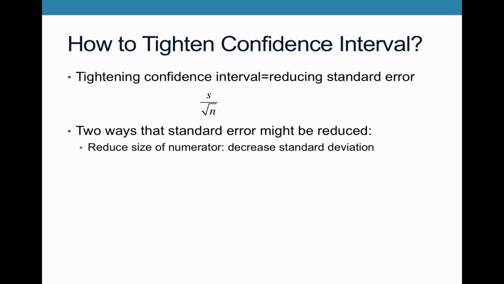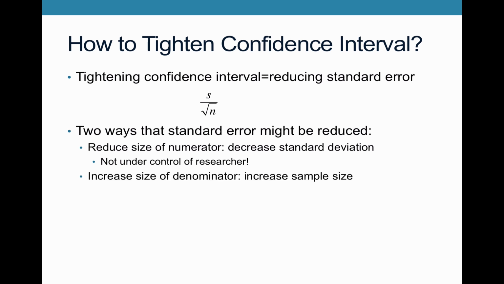Hypothetically, you can reduce the size of the numerator, meaning you can decrease the standard deviation. The challenge is that that is not under the control of the researcher. So you can't actually do that, but it's just a way that hypothetically the standard error could be reduced. The next one is to increase the size of the denominator, increasing your sample size. Now this is under the control of the researcher. So this would be what you'd want to do if you're trying to tighten your confidence interval.